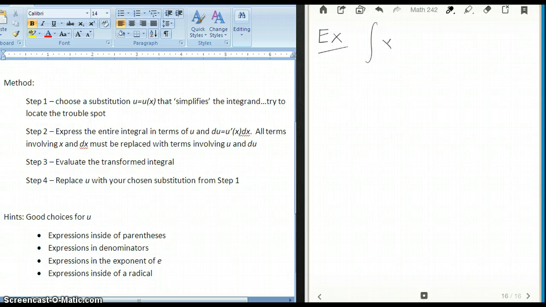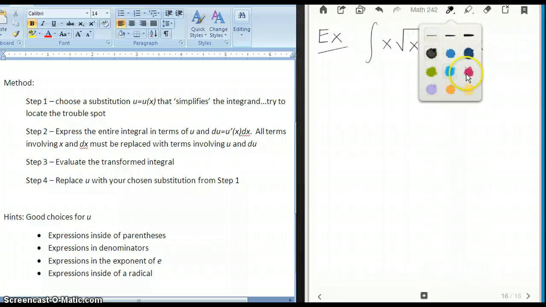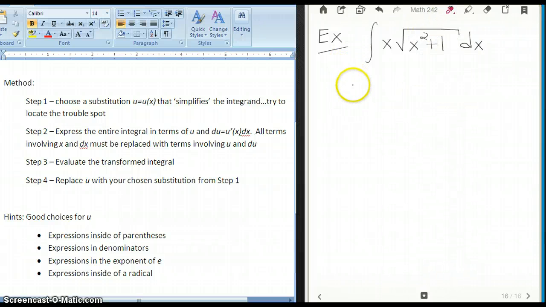Let's try something like this. How about the integral of x times the square root of x squared plus 1? Okay. So remember, one of my suggestions for choosing your u is to look inside of a radical, right? Notice there's a radical living right here, yeah? So perhaps a good choice for you would be to choose the stuff inside the radical. Perhaps it's a bad choice.